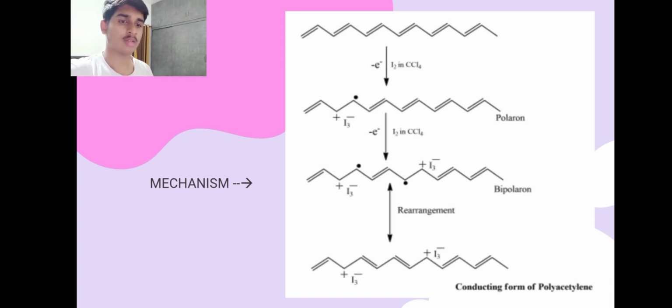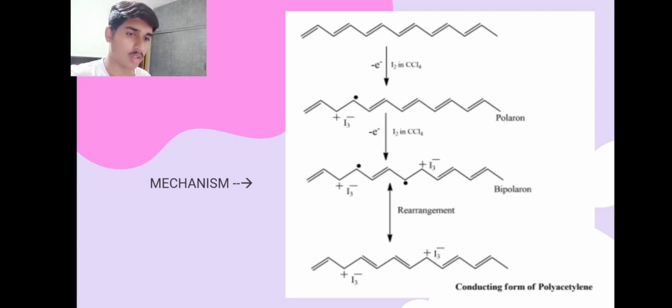The mechanism is given in the figure. Polyacetylene is taken and treated with iodine in carbon tetrachloride, which results in the formation of a polaron with a free radical and a positive charge at one end of the polymer, and the release of I3 minus.